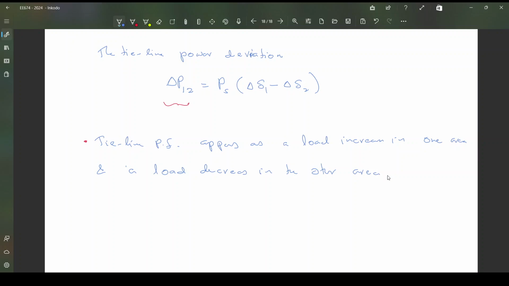For the two area network, depending on the direction of the power flow, you can see in which area the load is increasing and in which area the load is decreasing. And the direction of the power flow actually depends on the phase angle difference.